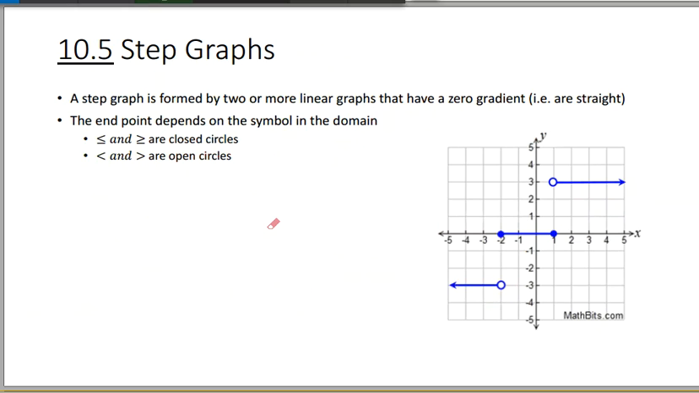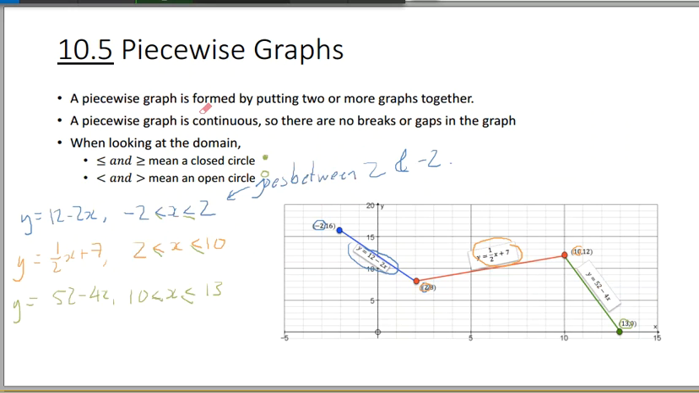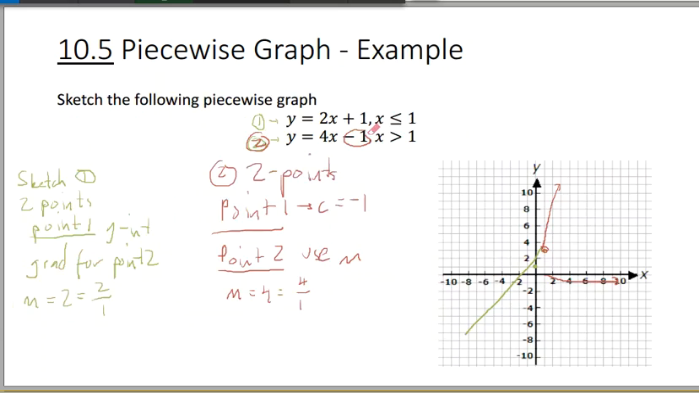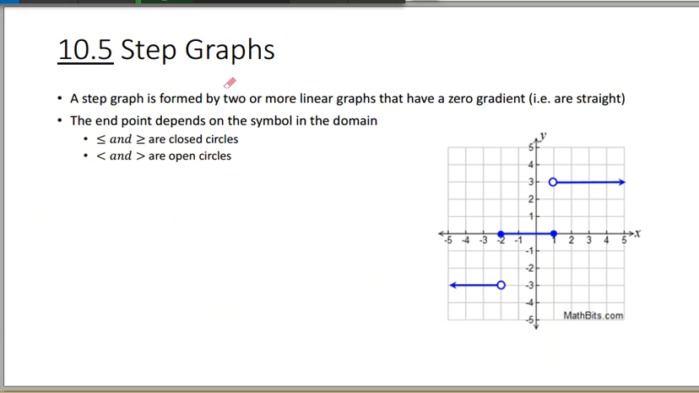Moving right along. Step graph, very similar. Okay, so a step graph is more or less the same thing, although a piecewise graph is formed by putting 2 or more graphs together. It's continuous and there are no breaks in a piecewise. In a step, the difference is that there are straight lines only, they have zero gradient, and they can have gaps in between them.